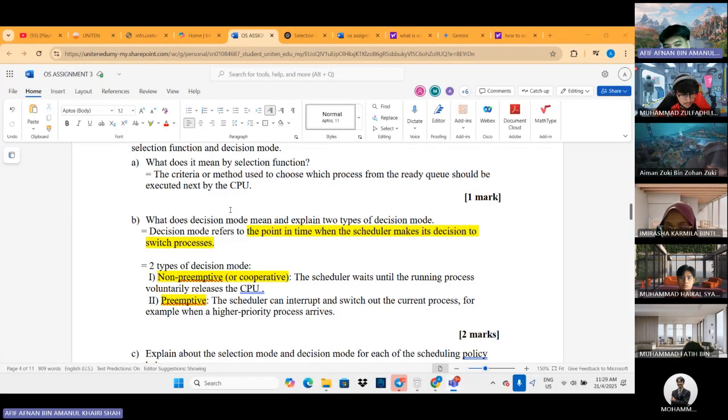Next, what does decision mode mean, and explain two types of decision mode? The decision mode refers to the point in time when the scheduler makes its decision to switch processes. Two types of decision mode are: first, non-preemptive or cooperative, which means the scheduler waits until the running process voluntarily releases the CPU. The second is preemptive, which means the scheduler can interrupt and switch out the current process, for example, when a higher priority process arrives.